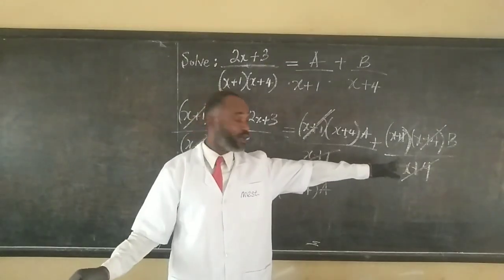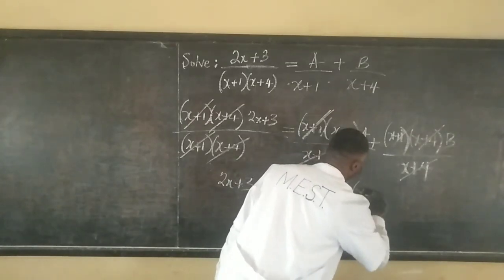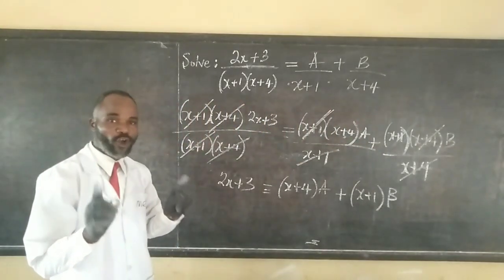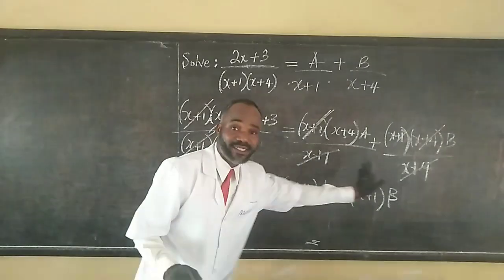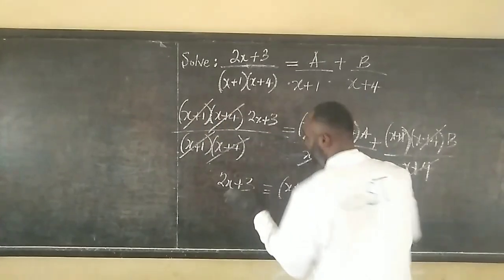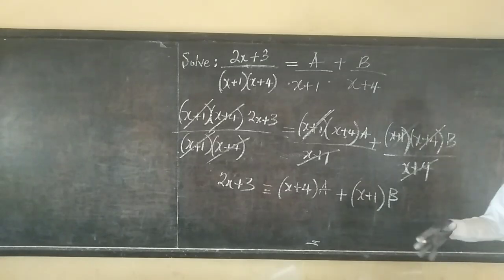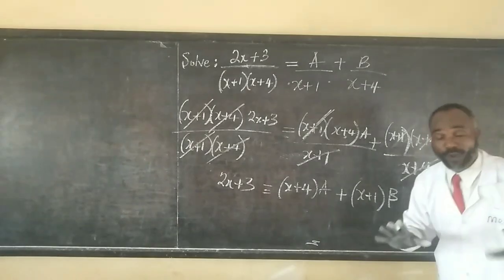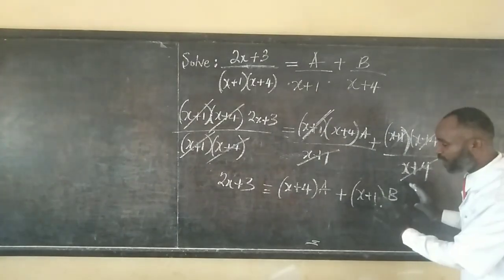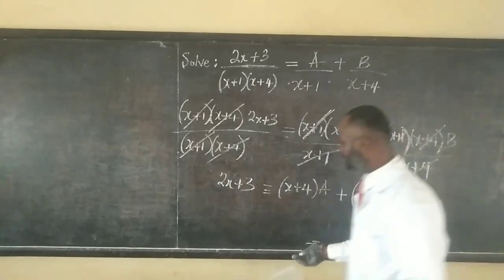The next one, look at what is remaining there. Plus, bracket open, x plus 1, bracket close, and we have B. Quickly observe something here. The denominators have vanished. We only have the numerators. Can you see? Because we want to compare coefficients and find out the value of A, eliminating B. And then after we find the value of B, eliminating A, instantly. So that's what it means.